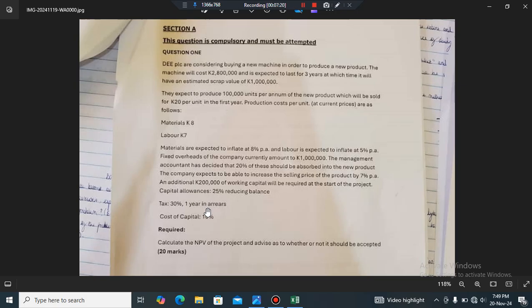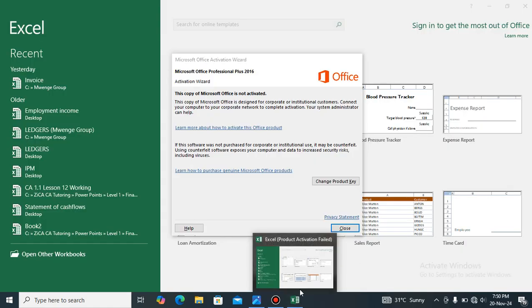If you've been given tax one year in arrears, it simply means you need to start charging tax from year 2 until year 4. And these capital allowances are a tax benefit, which are also supposed to be consistent with the year in which you charge the tax. Then we've been given the cost of capital at 10%, so there's not much to do here. We don't really need to calculate the cost of capital. So the question is, calculate the net present value and advise whether or not it should be accepted. So let's begin.